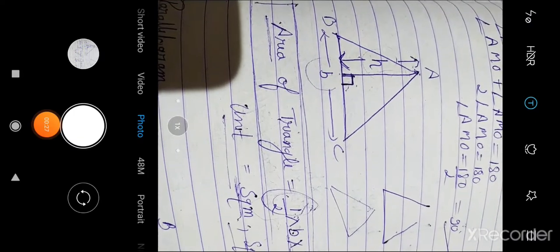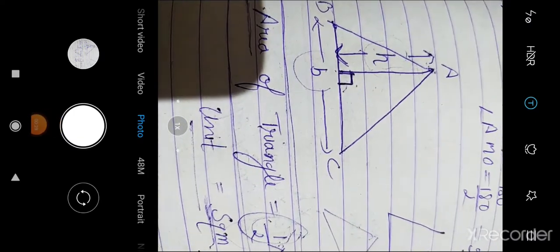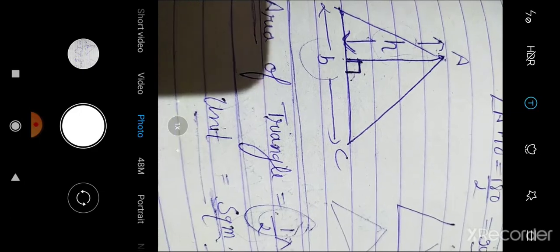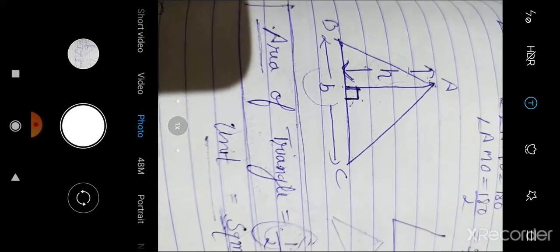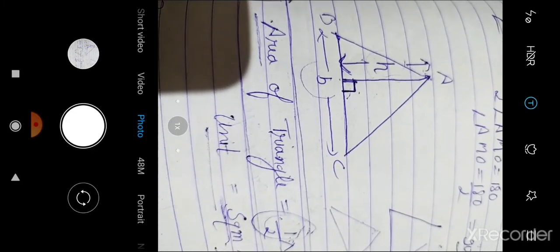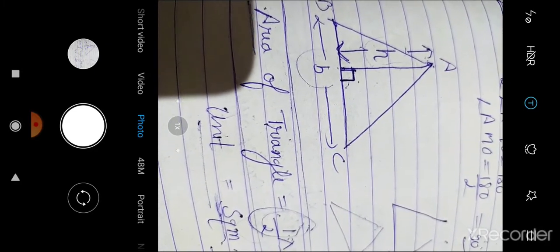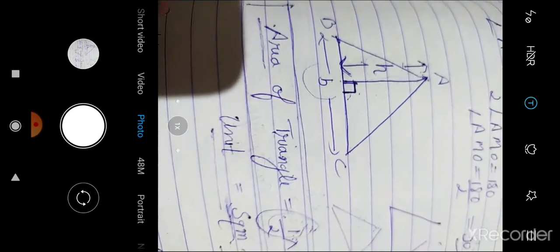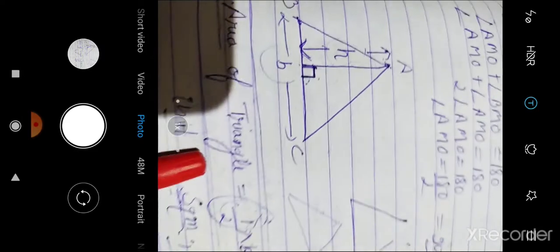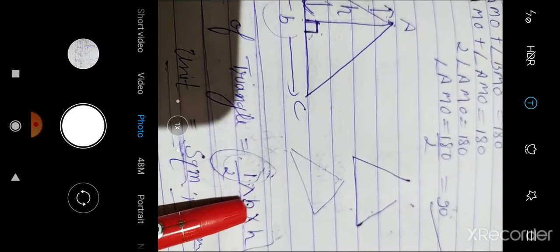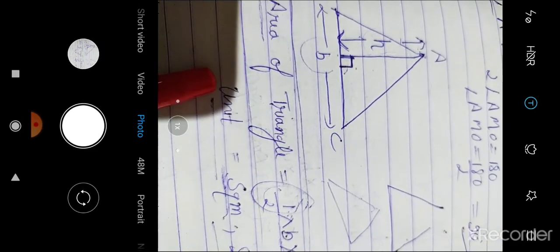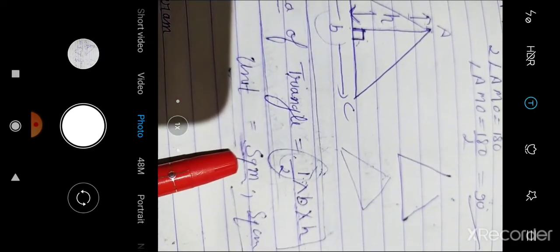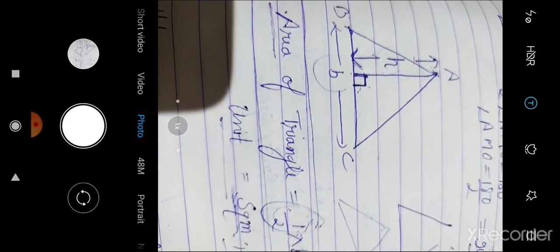So students, a triangle is a three-sided closed figure. It has three sides, three vertices and three angles. The area of a triangle is the region occupied by its sides. The formula for the area of a triangle is half multiplied by its base and multiplied by its height. And the unit of the area is square meter, square centimeter, etc.